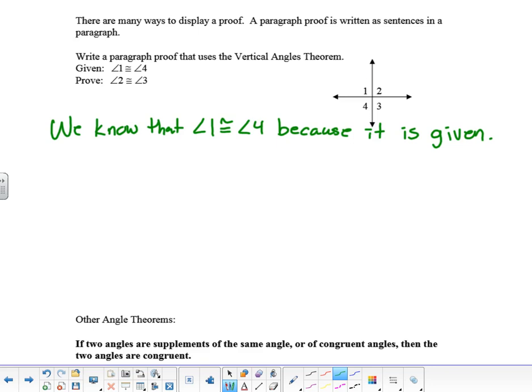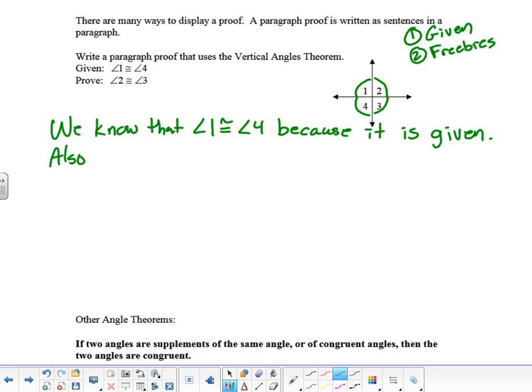So what do we know? Angle 1 congruent to angle 4. Now think of, after your givens, this is the order that we will work through with proofs. Given, and next we're going to look for our freebies. And our freebies are vertical angles. So what do we know now? Well, we know that angle 1 is going to be congruent to angle 3, and angle 2 is going to be congruent to angle 4, because intersecting lines form congruent vertical angles.